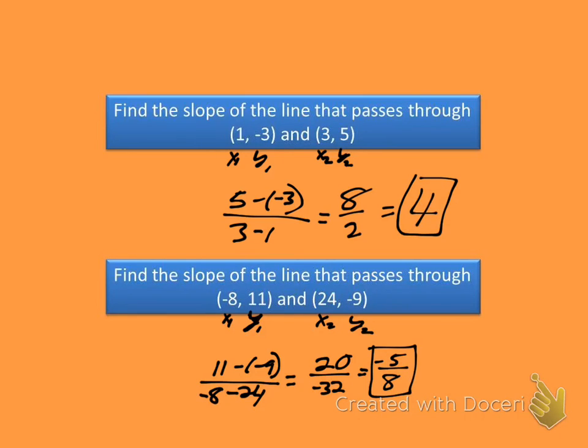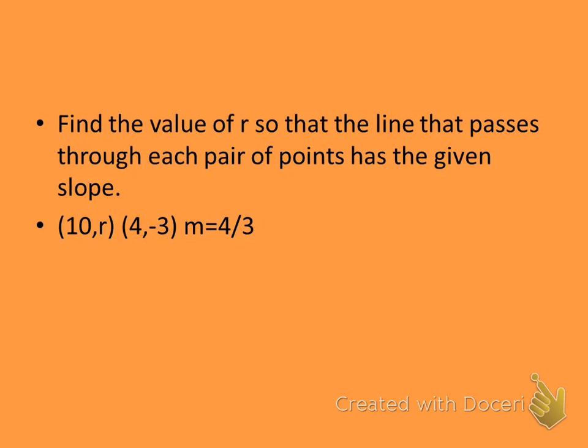Alrighty, cool. One more problem. It's a nice one. I like it. Find the value of r so that the line that passes through each pair of points has the given slope. So you have 10 and r in one ordered pair, 4 and -3 in another, and then they tell you that m, remember m is your slope, is 4/3.